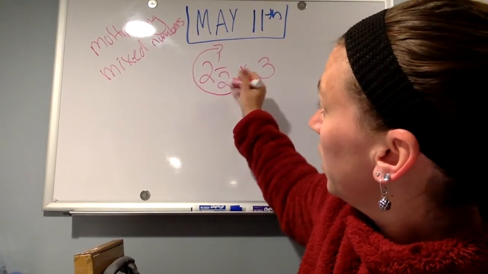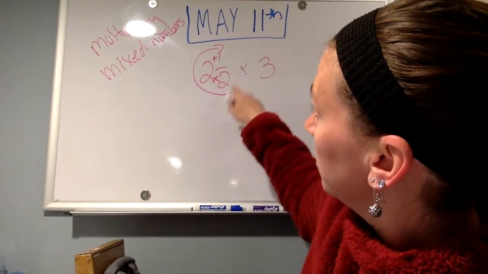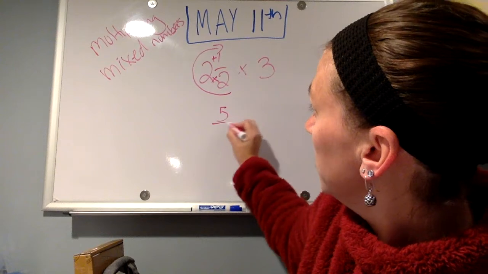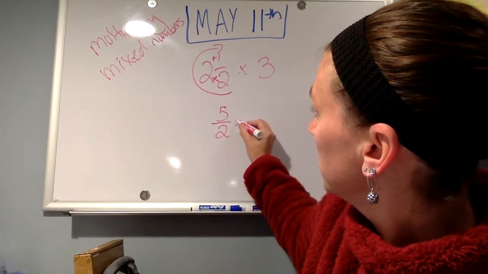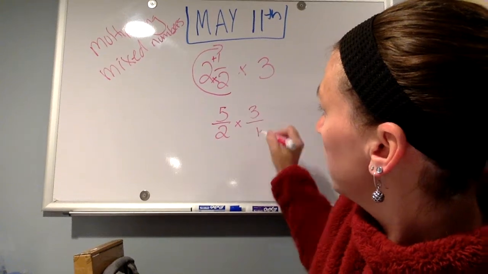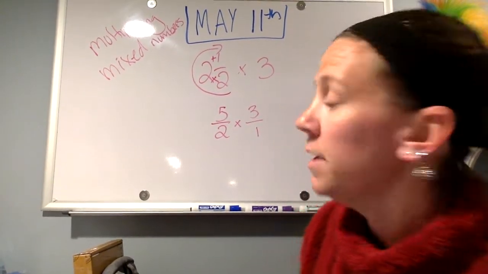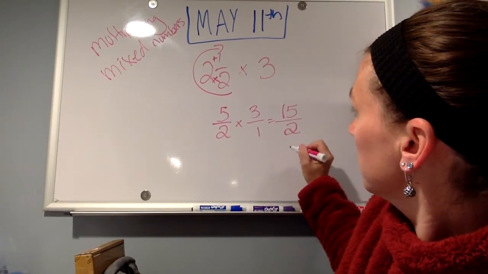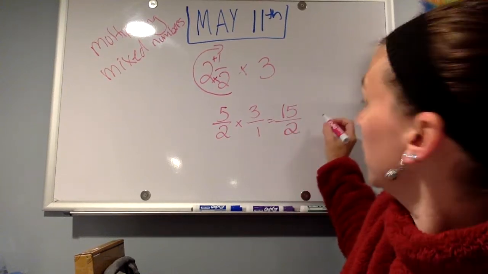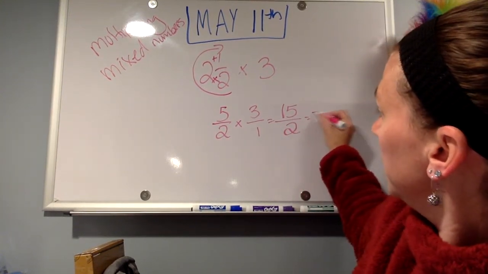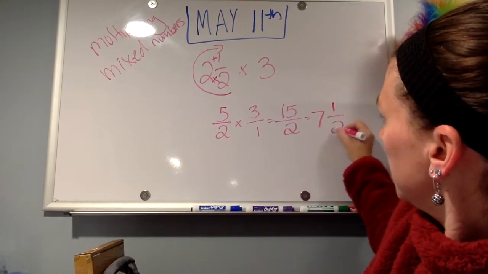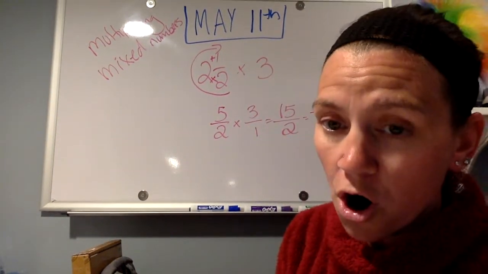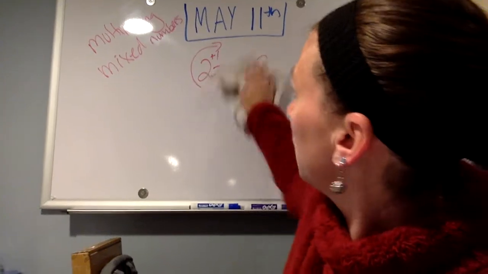So remember, when we work our way up and around, we multiply and then we add. So we do 2 times 2 is 4, plus 1 is 5. So this becomes 5 over 2 times, and then we have to put a 1 under the 3. Then you multiply your tops, and you multiply your bottoms. You have an improper fraction, so then you're going to say, all right, well, 2 goes into 15 7 times with a remainder of 1, and the denominator stays the same. So multiplying mixed numbers isn't all that hard. You just have to remember how to work your way up and around.